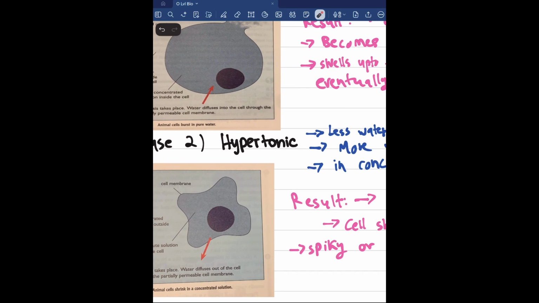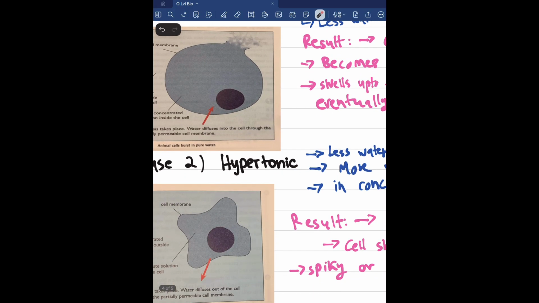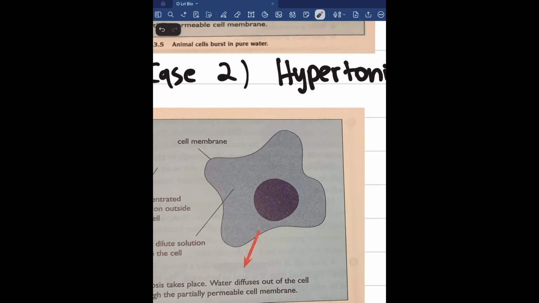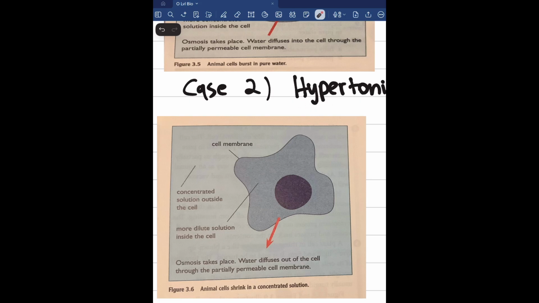Now we have another case, case 2, a hypertonic solution. That was hypotonic, this is hypertonic. So hypertonic is basically the opposite of hypotonic. There is less water outside the cell, there is more water inside the cell, and it happens in a concentrated solution, not in pure water, right? So this is the same cell and I have put it in a hypertonic solution. We have more water inside and less water outside, so water would move out like this. Again, the integral concept of osmosis that we've discussed in this very video.